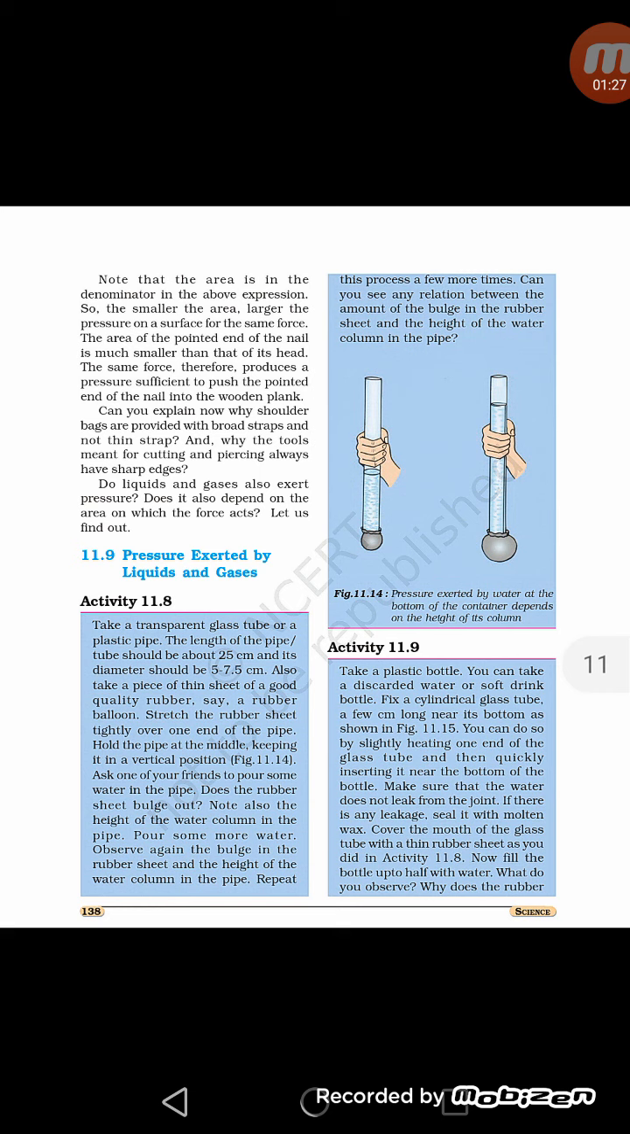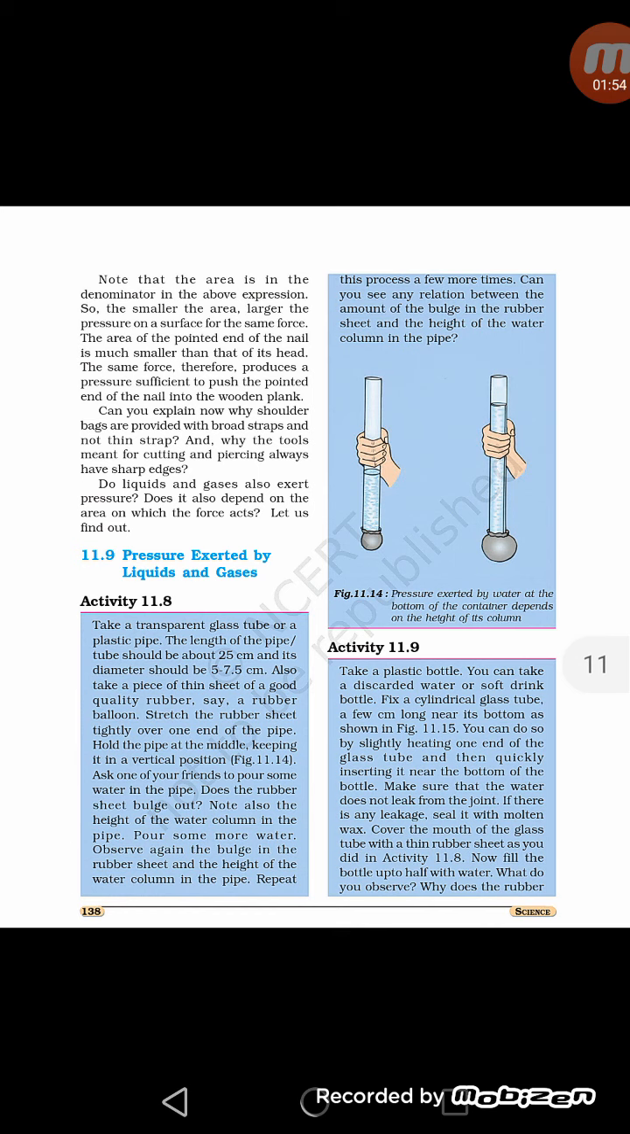What will we see? We will see as we continue to pour water, the balloon increases in size. It means the liquids are exerting pressure, and we will see that in the glass tube which has more height of liquid, the balloon will bulge more. So we can say the liquid pressure depends on the height of the liquid in any container.